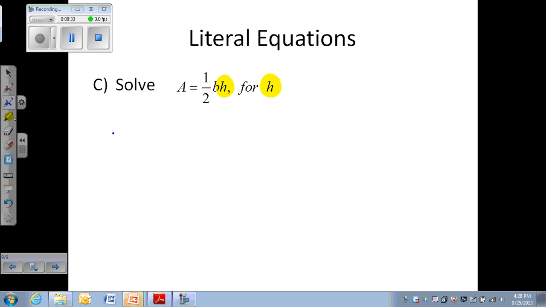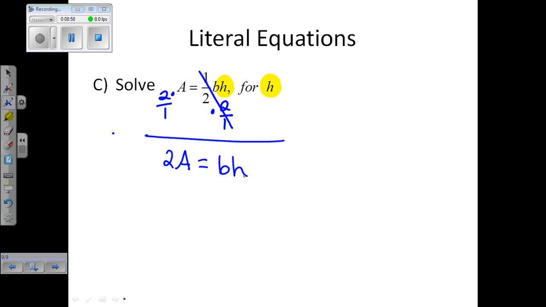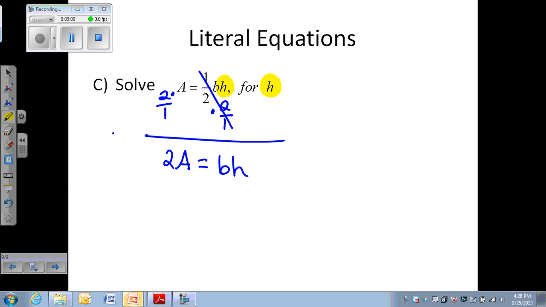The other way to cancel out a half is to multiply by its reciprocal. So I'm going to multiply by 2 over 1. 1/2 times 2 over 1 makes 1, so they cancel out. And on this side, I'm going to multiply by 2 over 1, or just 2. So what I end up with is 2 times A, or 2 over 1 times A, is equal to b times h.